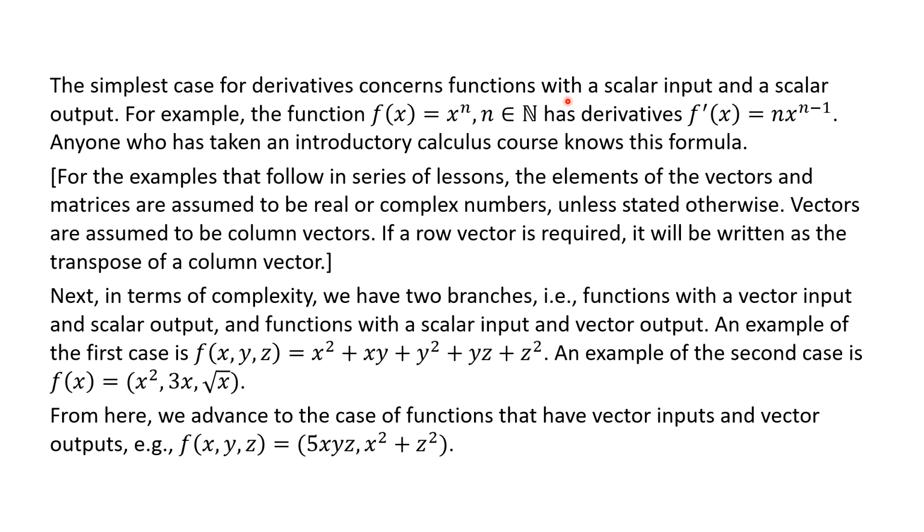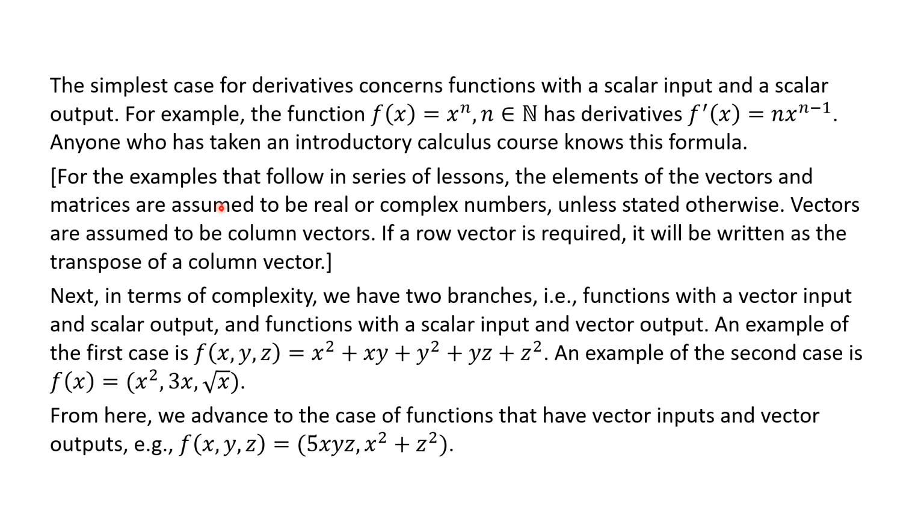So we start here with the simplest case. We have a scalar input and a scalar output. f(x) = x^n would be an example. And then we know the derivative is n times x^(n-1), so that's also a scalar input and a scalar output.